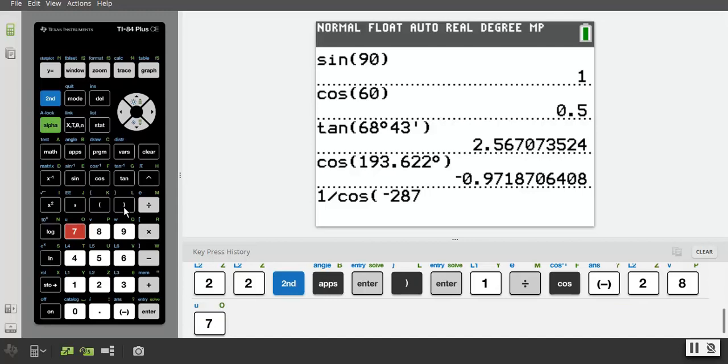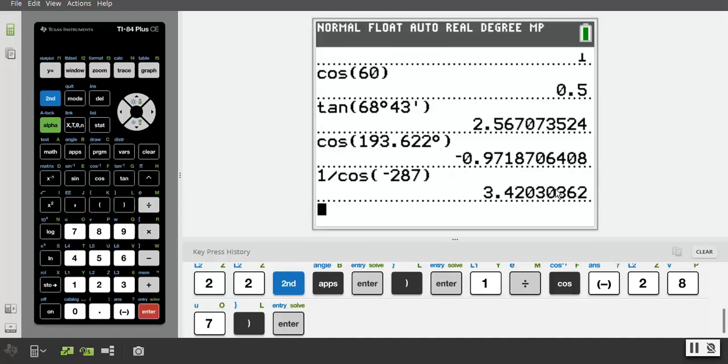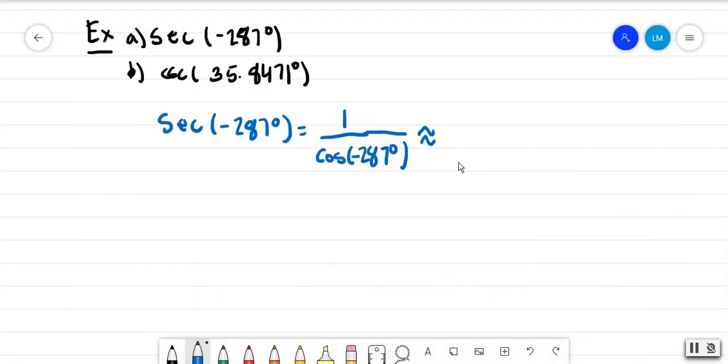Now consider this, negative 287, it's going in the reverse direction, and you know that each quadrant is 90 degrees, so negative 270 is coterminal to 90, so that means that if you go in a little extra, 17 degrees, it's going to place you in the first quadrant. That's really just a way of saying that it's going to be positive. So the answer is 3.4203.